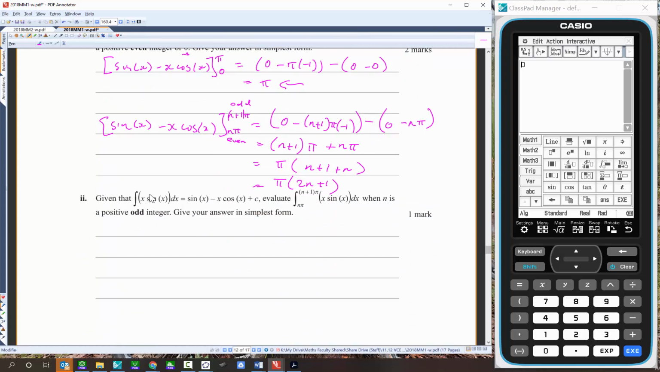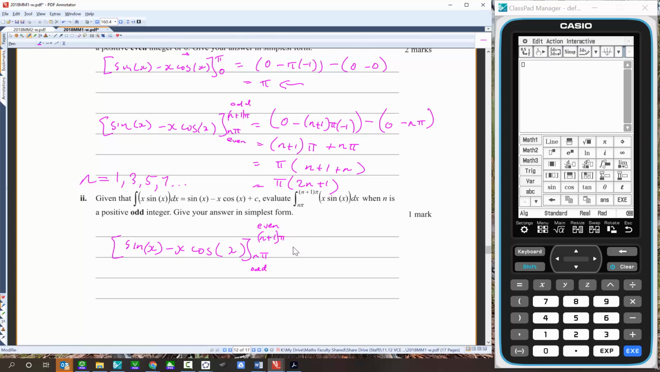So given that the integral of x sine x is this, evaluate that when n is a positive odd integer. So n this time is 1, 3, 5, 7, and so on. All right, let's do it. Sine x, take away x cosine x, with limits (n plus 1) pi and n pi. This time n is odd, so an odd number plus 1 will always create an even number. So that's going to be even, and that's going to be odd.